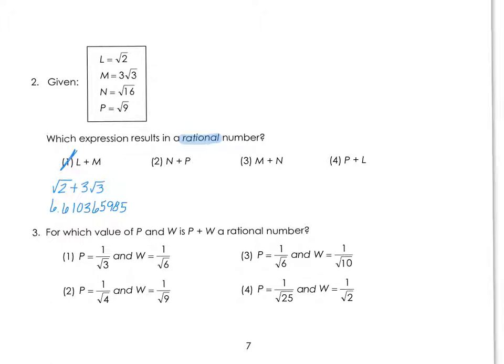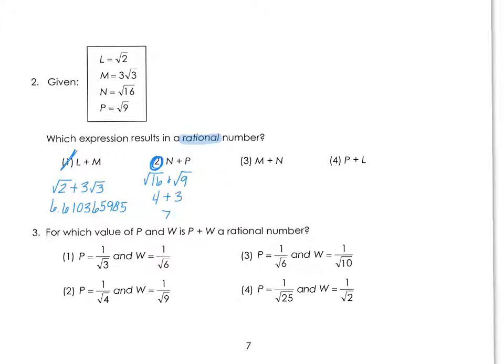N plus P. So now we're going to try N, which is radical 16, and we're going to add P, which is radical 9. Well, if I look at these, even without going to my calculator, I know the square root of 16 is 4, and the square root of 9 is 3, so this is going to be 7, and that can be written as a fraction because I can put that over 1. Now, even if you didn't know that, you could have put it in your calculator to be sure, but it does give us a rational number here.